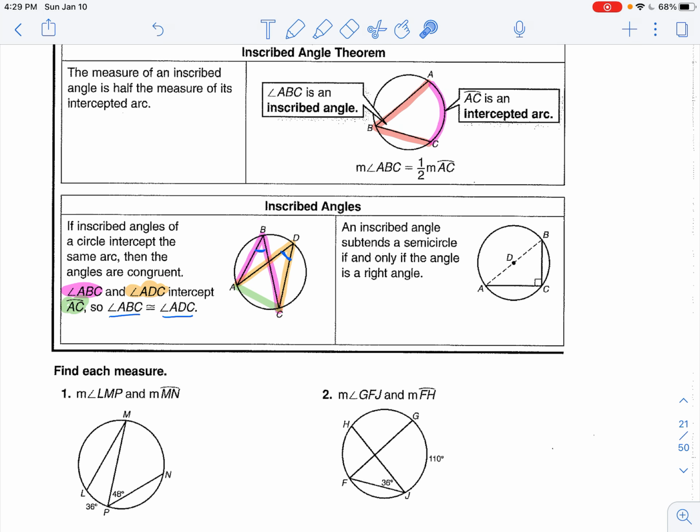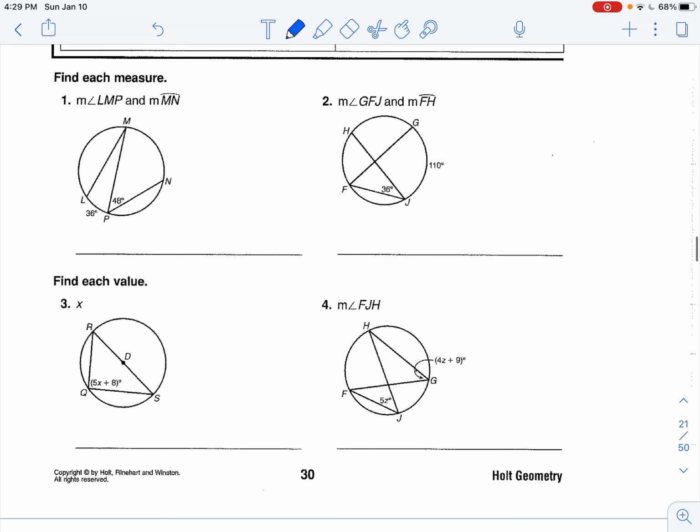An inscribed angle subtends a semicircle if and only if the angle is a right angle. So what this says is if you have an inscribed angle and it subtends a semicircle, that means this guy's a diameter. It's going to happen only if this is a right angle.